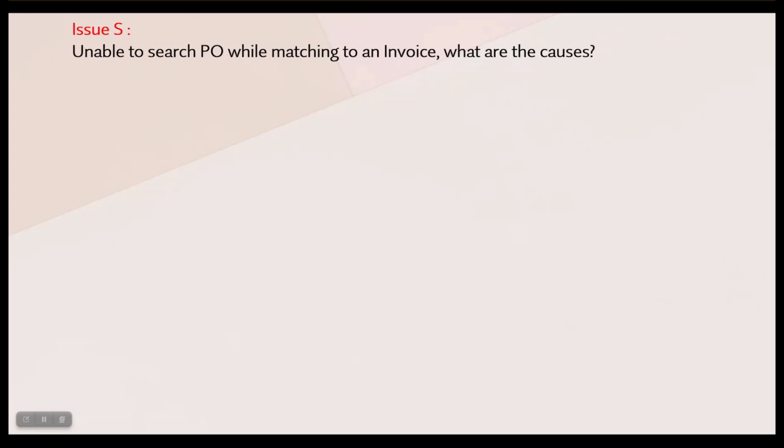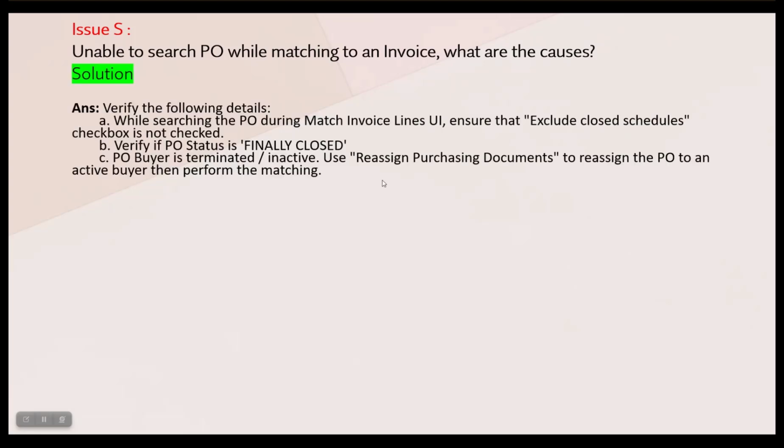What next? Unable to search PO while matching to AP invoice. First of all, you have to verify the following: while searching for the PO during match invoice lines, ensure that the Exclude Closed Schedules checkbox is not checked. Verify if the PO status is finally closed or the PO buyer is terminated or inactive. Use Reassign Purchasing Documents to reassign the PO to an active buyer, then perform the matching.